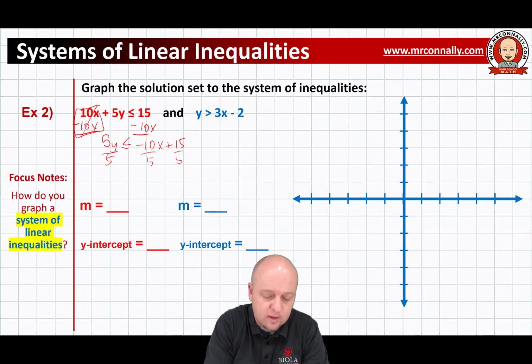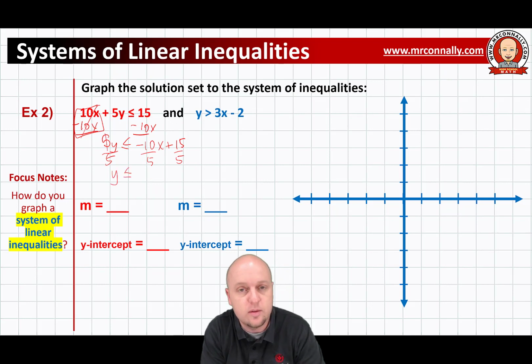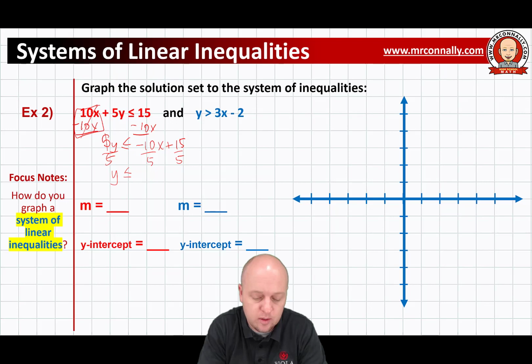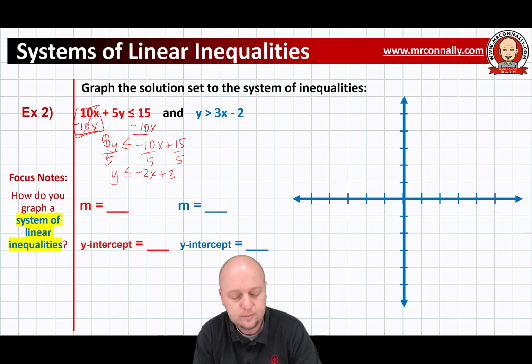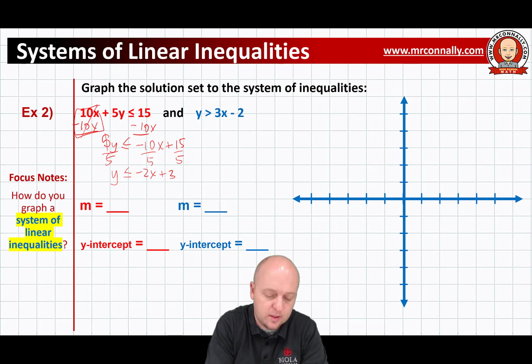So that means I divide everything by 5. I get y is less than or equal to, since I divided by a positive number, I don't change or reverse the symbol, -2x plus 3. Okay, now I know that the slope is -2 and the y-intercept is +3.